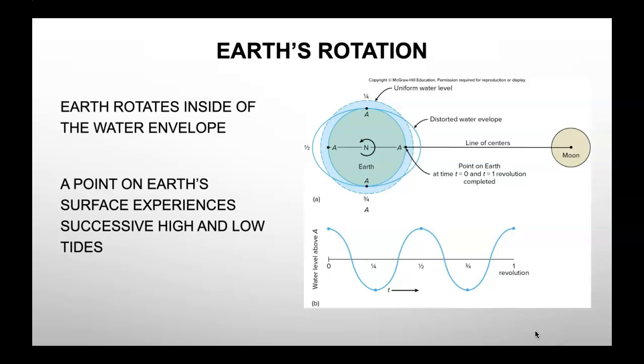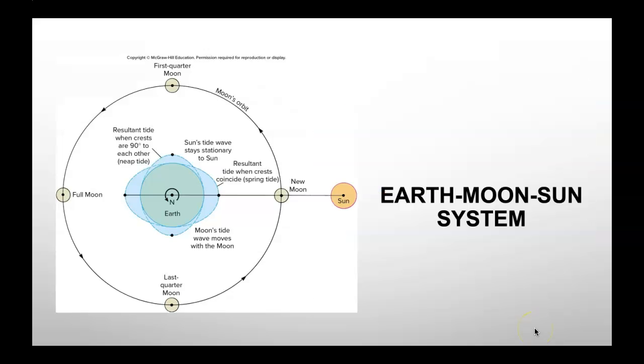Hallelujah. The Earth is going to rotate inside that layer of water, and as it rotates inside that layer of water, you get the highs and the lows during the day. A point on the Earth's surface experiences successive high and low tides throughout the day. So now we're going to throw in the Sun into this system.